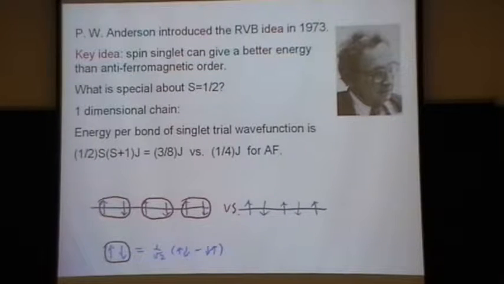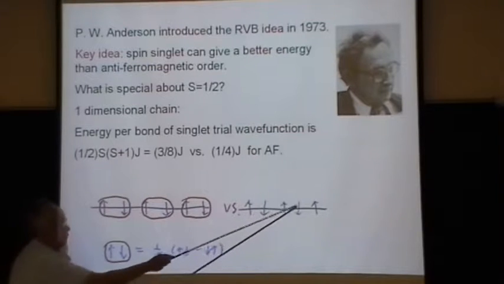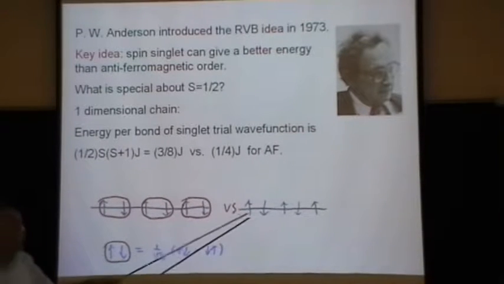So this idea can be seen very easily from an example of a one-dimensional chain. So if I have a one-dimensional Heisenberg chain, I can write down two kinds of trial wave function. Right? I can write down the Néel trial wave function, up, down, up, down, and just calculate its energy.